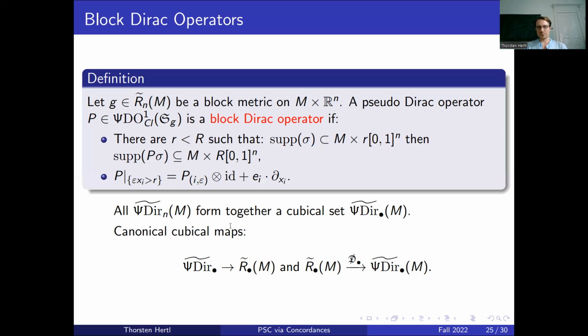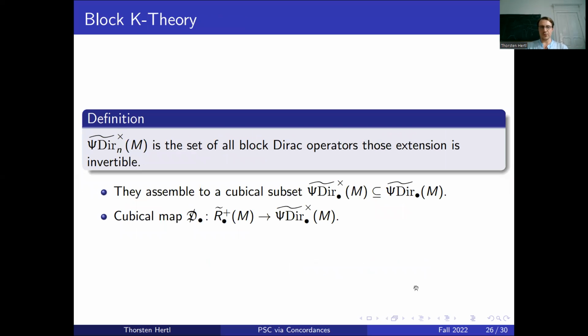Well, this cubical set also comes with two canonical maps, namely the map that assigns to a block Dirac operator P its underlying block metric G, and we also have a section of this map, namely the map that assigns to a block metric its Dirac operator. Okay, so this is a block Dirac operator.